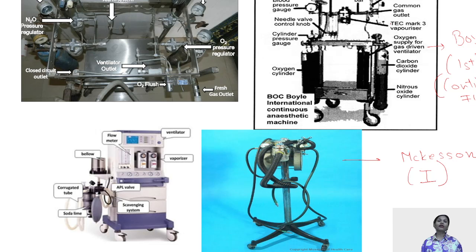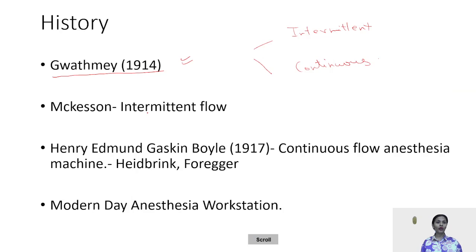And these days, with further advancement in technology, most operation theaters now use the anesthesia workstation. Boyle's apparatus, yes, even nowadays you can find Boyle's apparatus, specifically in peripheries and in many tertiary care centers also. But mostly now what we use is anesthesia workstations. There were two other models developed to deliver the continuous flow of anesthesia, which were Hidbrink and Forager.